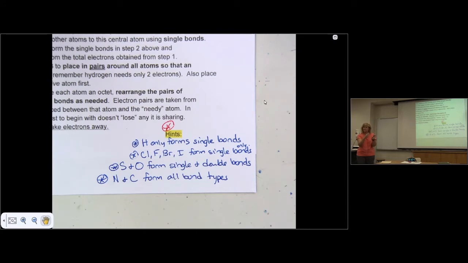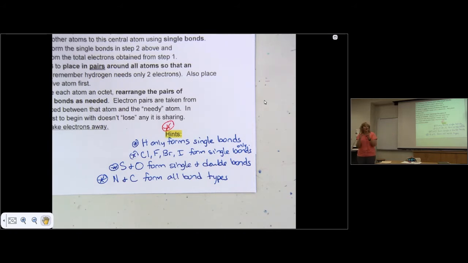Carbon and nitrogen. Carbon has 4 valence electrons. Nitrogen has 5. And by being willing to form single, double, and triple bonds, they're saying, you know what? We will share everything we have. We're more than happy to just share it all. We don't mind. We'll share it all.